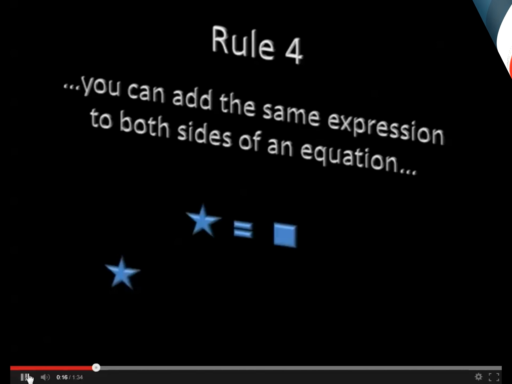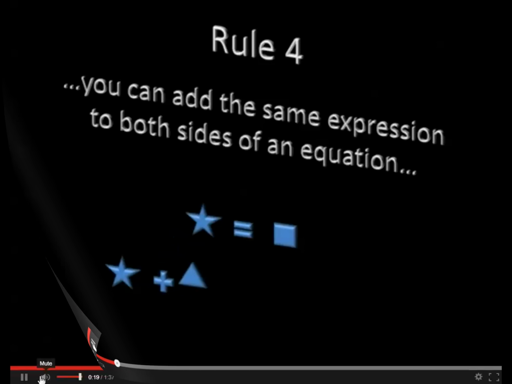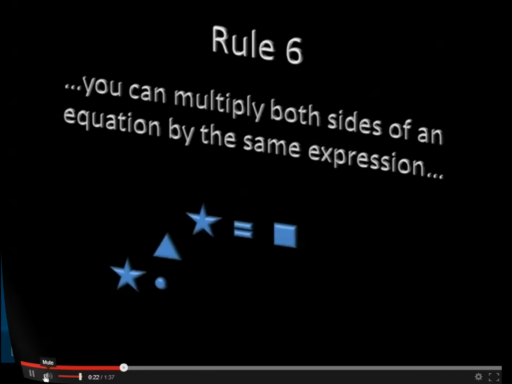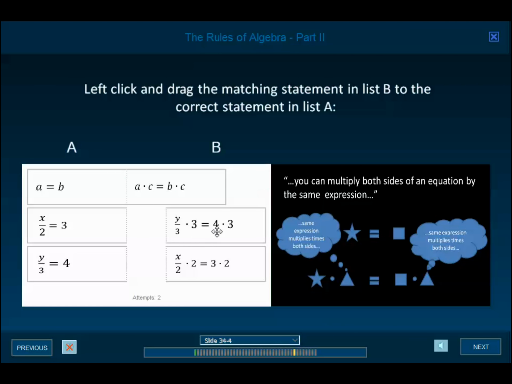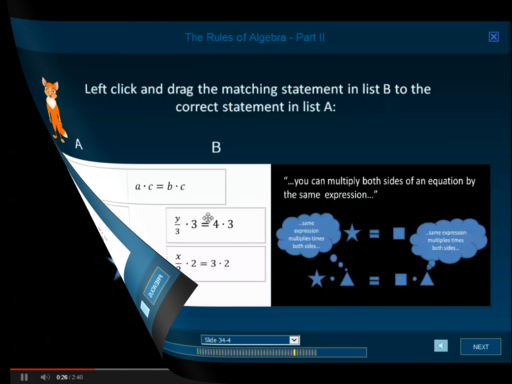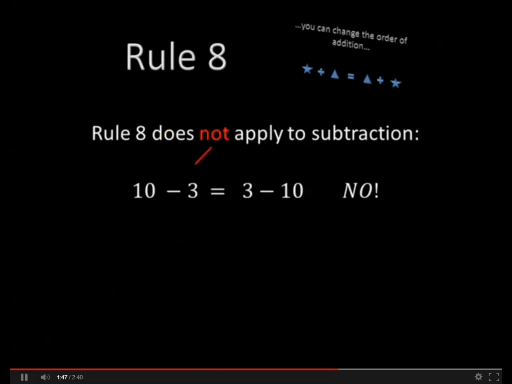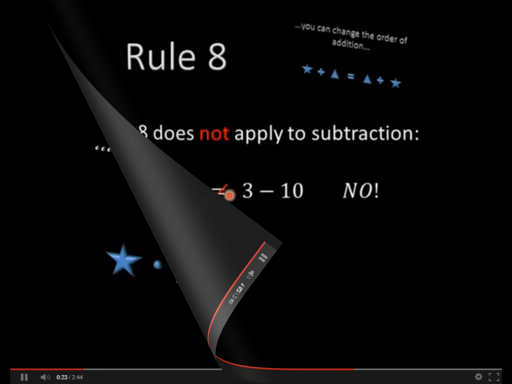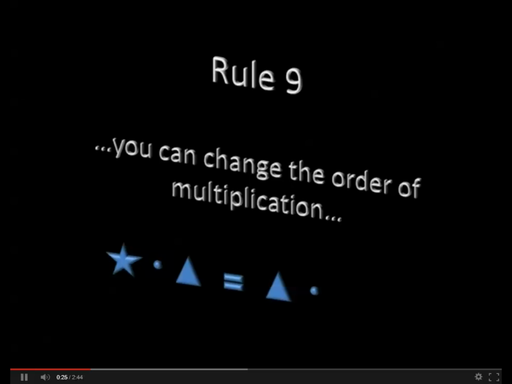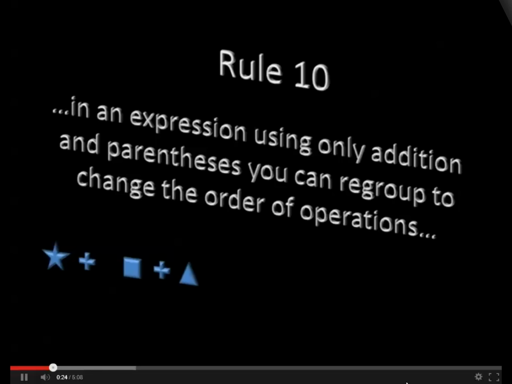Rule 4 says that if you add an expression to the left-hand side, multiply one side of the equation by an expression and drag it to the matching statement in list A, as the second expression adding to the first expression symbol. When we place a slash through the equality symbol, expression multiplying times the first expression in parentheses, then Rule 10 says that you can move the parentheses.